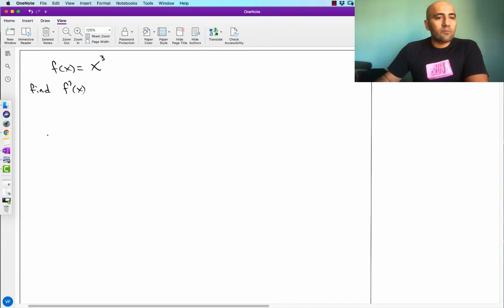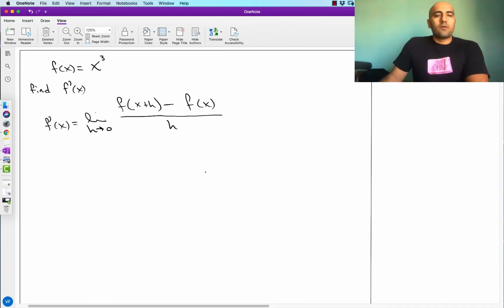Okay, no problem. We jump right into our definition. So f prime of x is equal to the limit as h approaches 0 of f of x plus h minus f of x, all over h, right? So that's a good place to start. Just start by writing down the definition of it. That's what it is.